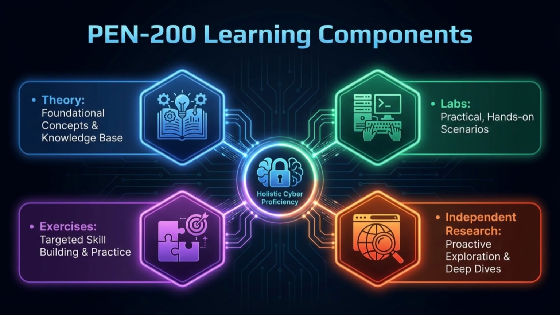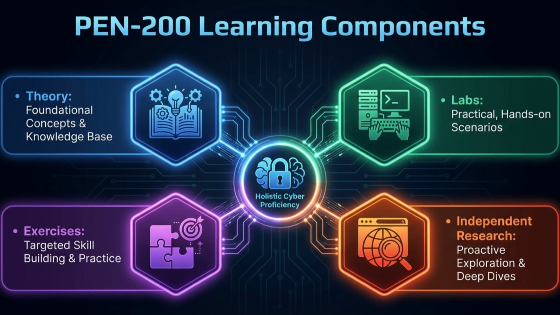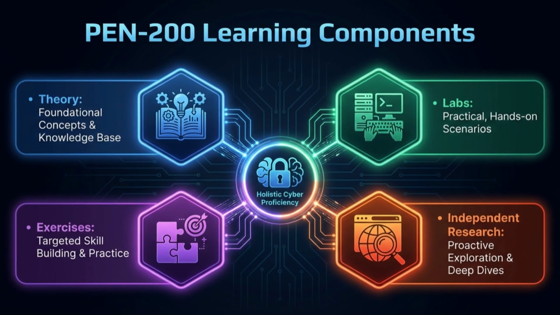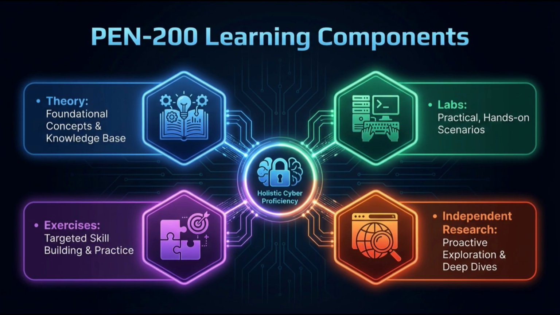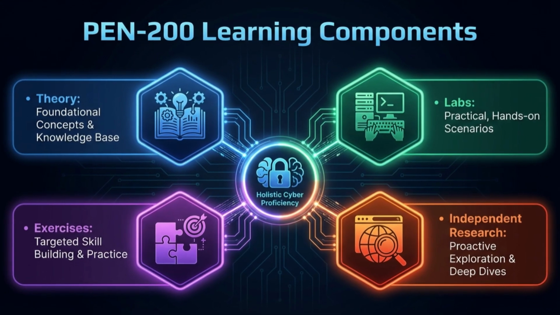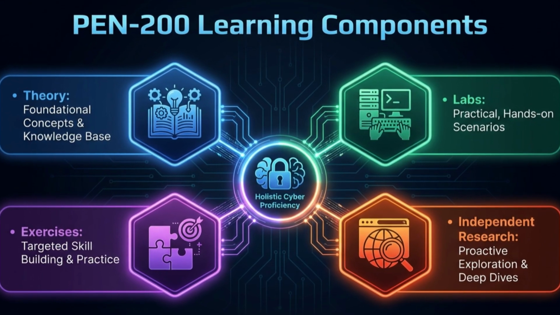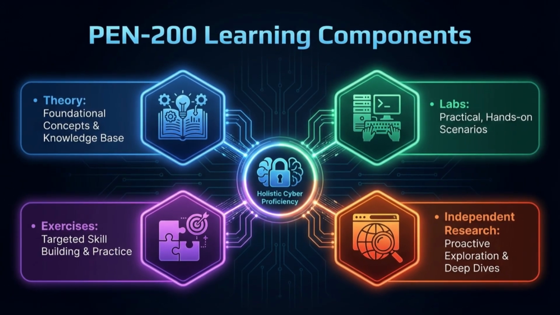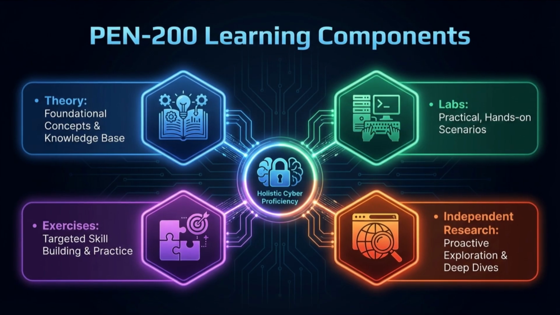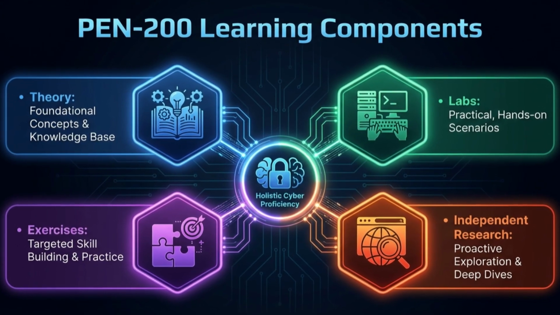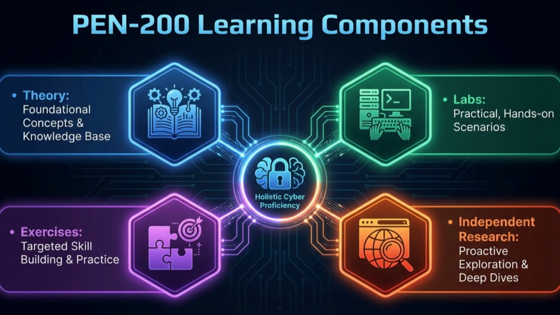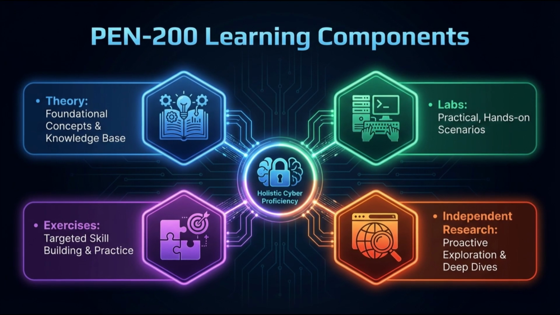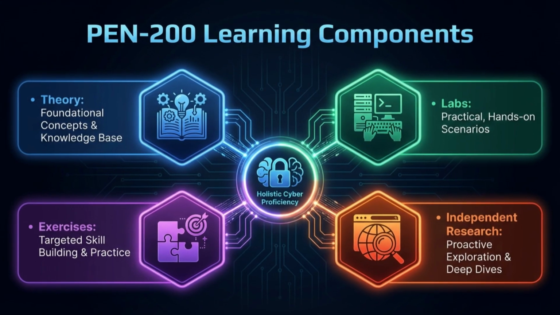Objective 2. Understand the different learning components included in PEN-200. PEN-200 is not just about reading material. It includes multiple components: theory, hands-on labs, exercises, and independent research. No single component is enough by itself. OffSec expects you to combine them. You might read about a concept, see it partially in a lab, and then research it further on your own. This blended learning approach is designed to build real-world skills.